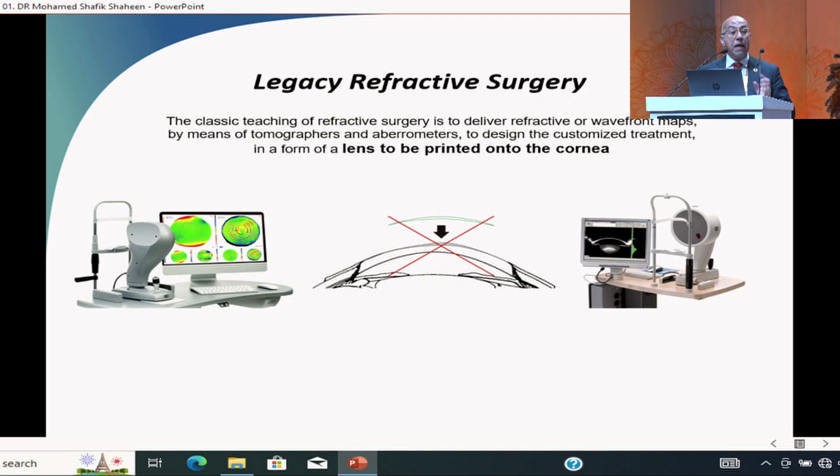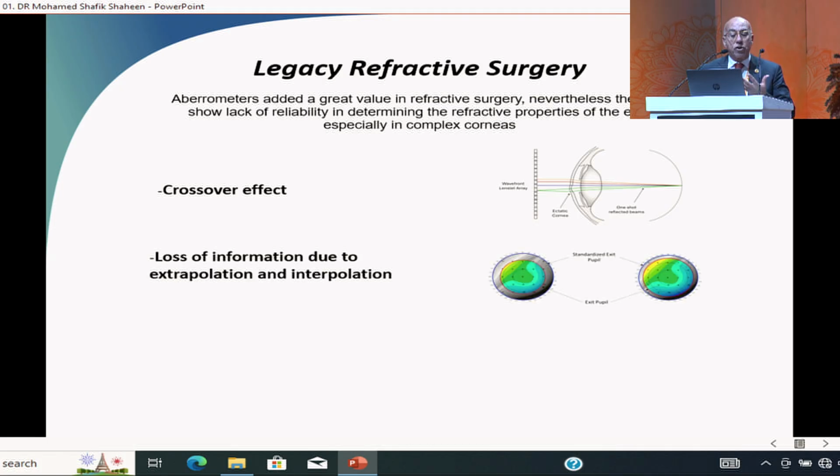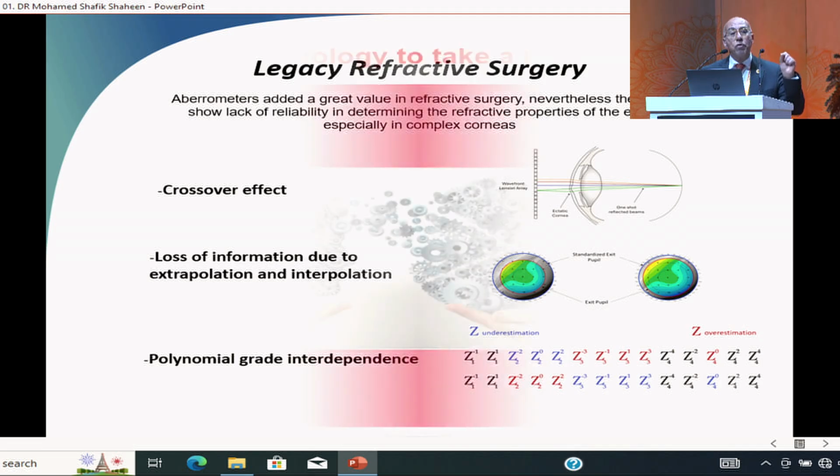Finally, the legacy of refractive surgery that we were all taught is coming from printing a lens by the data that we get from either a tomographer or an aberrometer, something which we have to change because aberrometers still fall short because of crossover effects, and we know this very well. They lose a lot of information in a small pupil, and again, the polynomial grading interdependence makes a big fault with the aberrometers, and the aberrometers are not so fantastic.